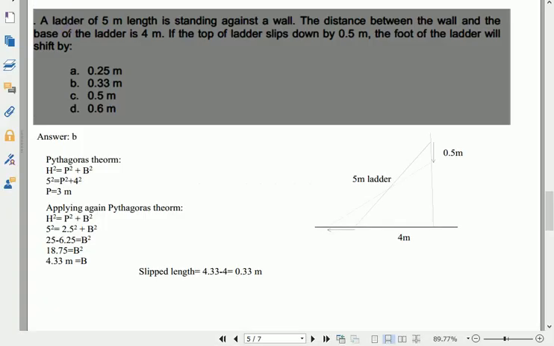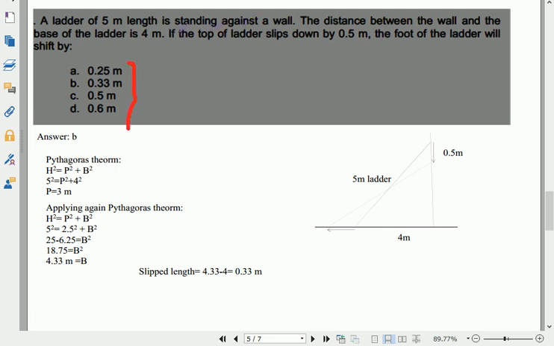Question: we have a ladder of 5 meter length standing against the wall. The distance between the wall and the base of the ladder is 4 meter. If the top of the ladder slips by 0.5 meter, the foot of the ladder will shift by how much? So there are the four options.